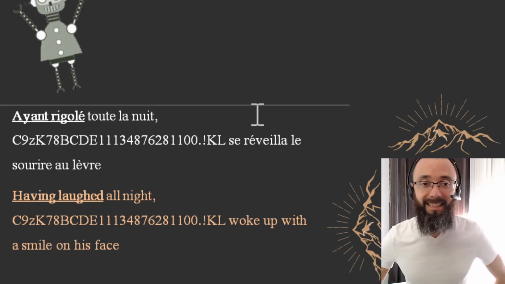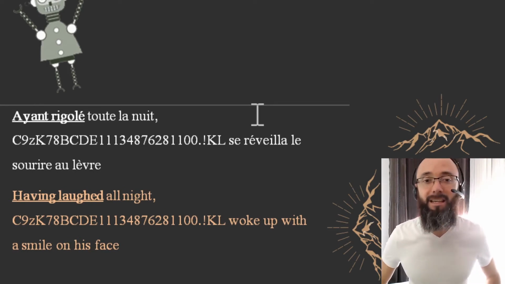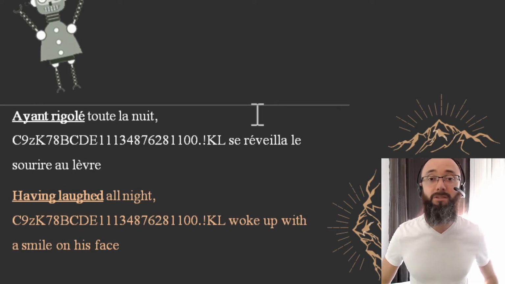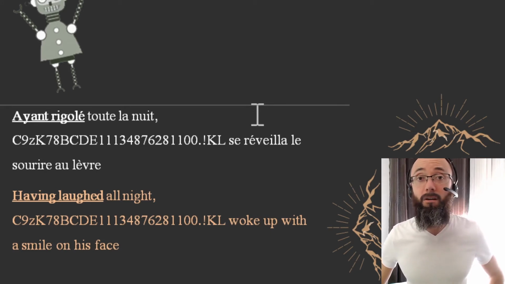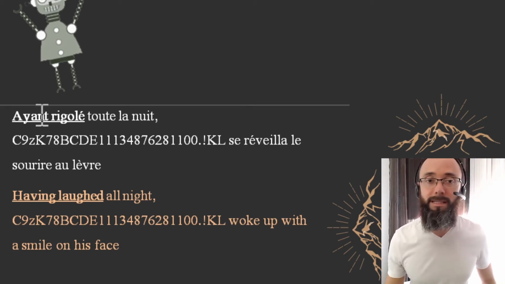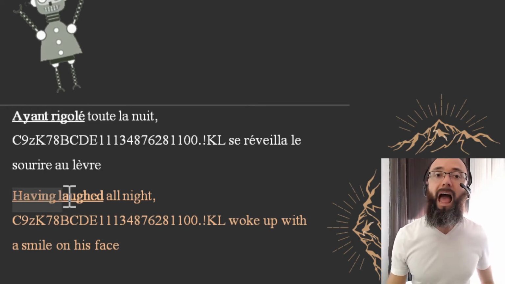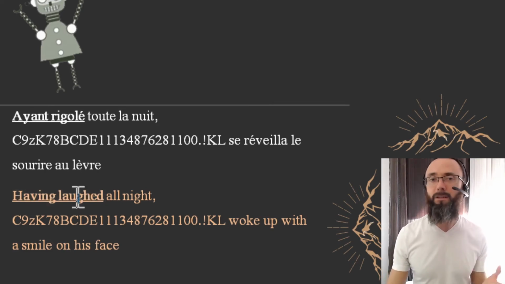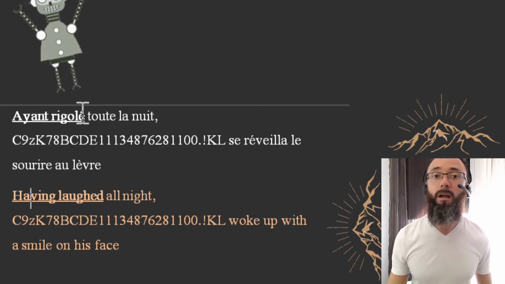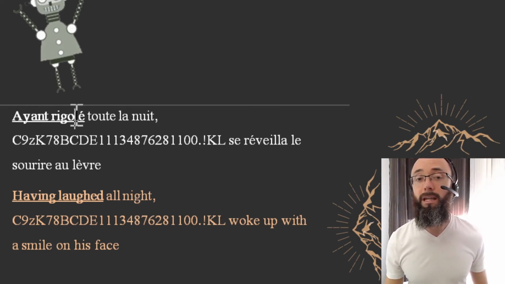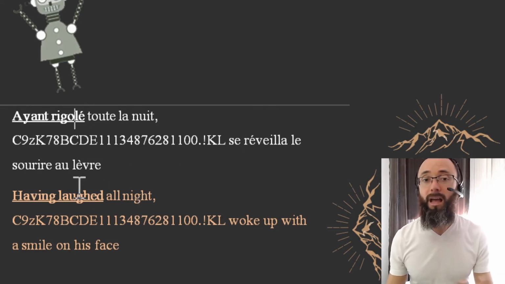Having laughed all night, KL woke up with a smile on his face. Ayant rigolé toute la nuit, you'll notice, ayant rigolé, having laughed all night, it's close enough to the English language here, I believe. Avoir, in the gerund form, or present participle in this case, combined with the past participle, rigoler. Toute la nuit, having laughed all night.